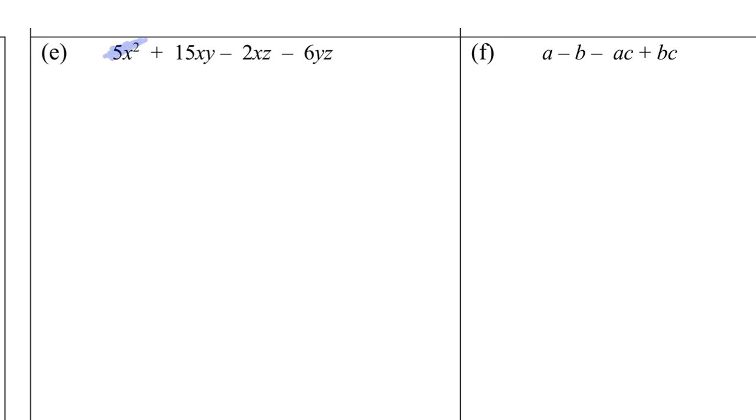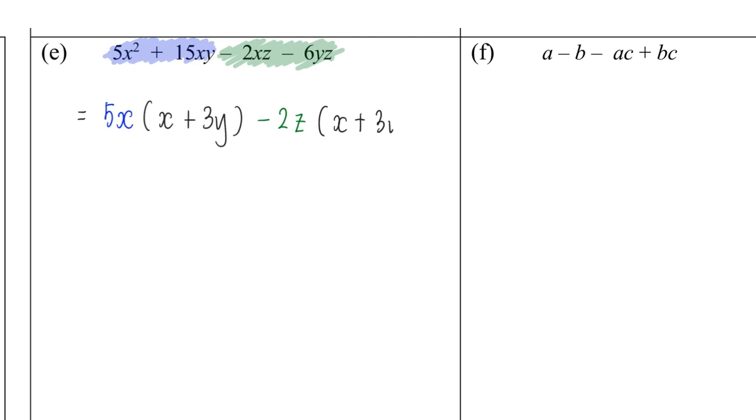And by now you should be pretty good at seeing things already, right? That the approach is always the same. I group them, and very importantly, the groups must have common factors. So in this case here, 5x. I'm left with x plus 3y. 5 times 3 is 15. X times y is xy. I'm going to take out negative 2z. And I'm left with x plus 3y.